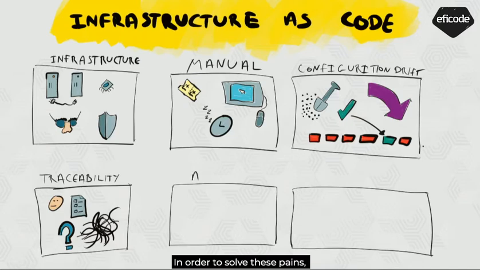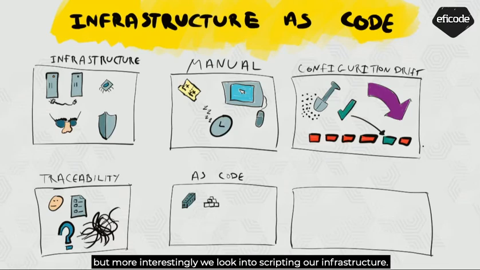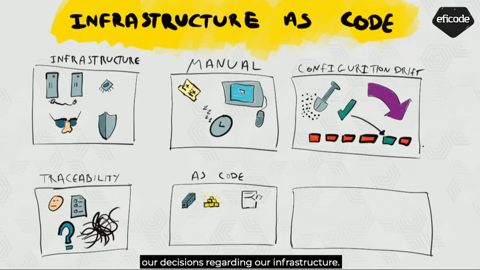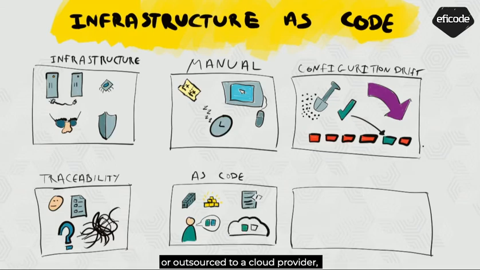In order to solve these pains, we look into infrastructure as code. We can look into containers or golden VM images to get immutability and diminish configuration drift. But more interestingly, we look into scripting our infrastructure. This means that we encode all our decisions regarding our infrastructure. Ideally, we can leave the declarative to those that develop our applications, so they can state their what. How that what will be implemented can be left to platform teams, those with operation skills, or outsourced to a cloud provider, depending on the scale and context.